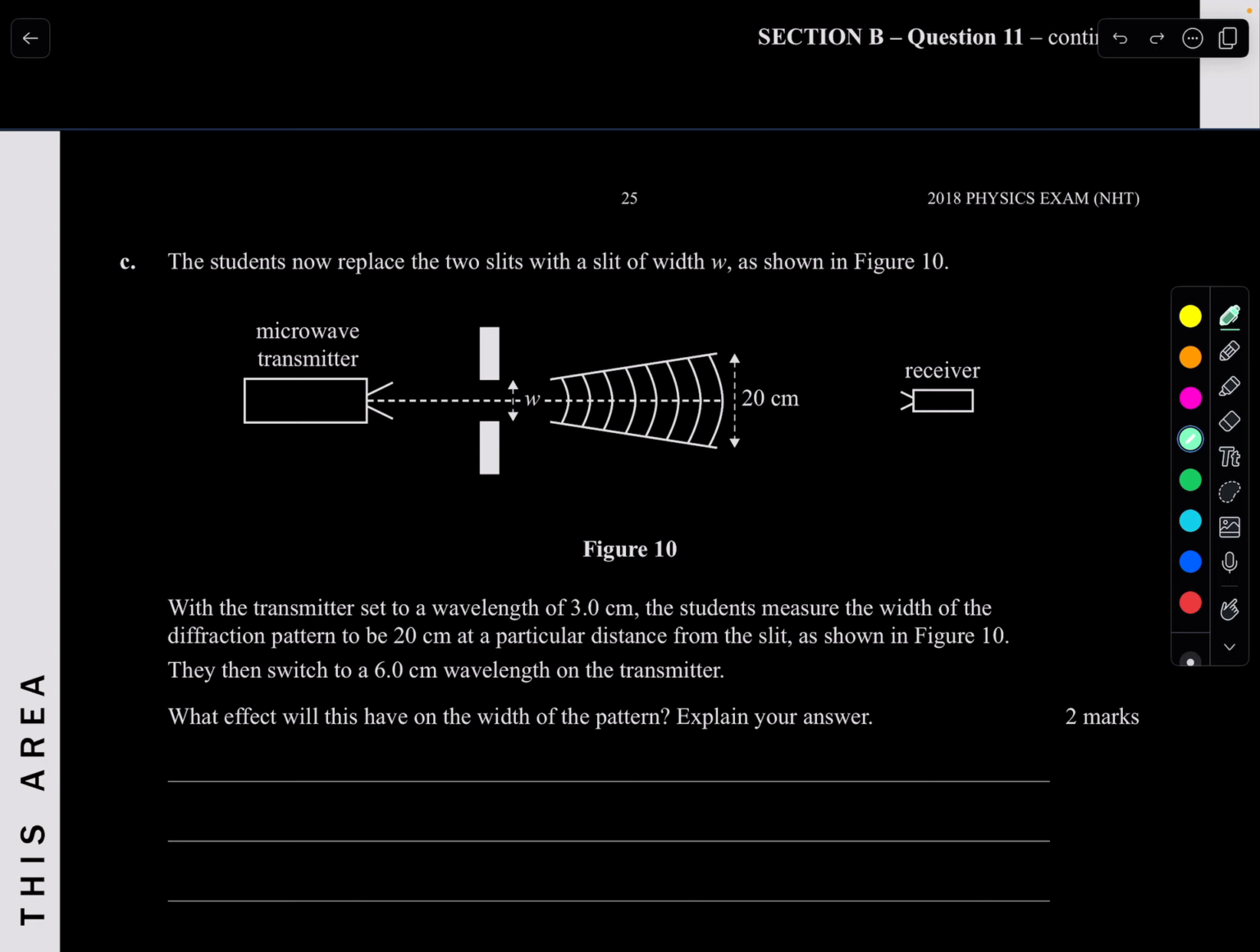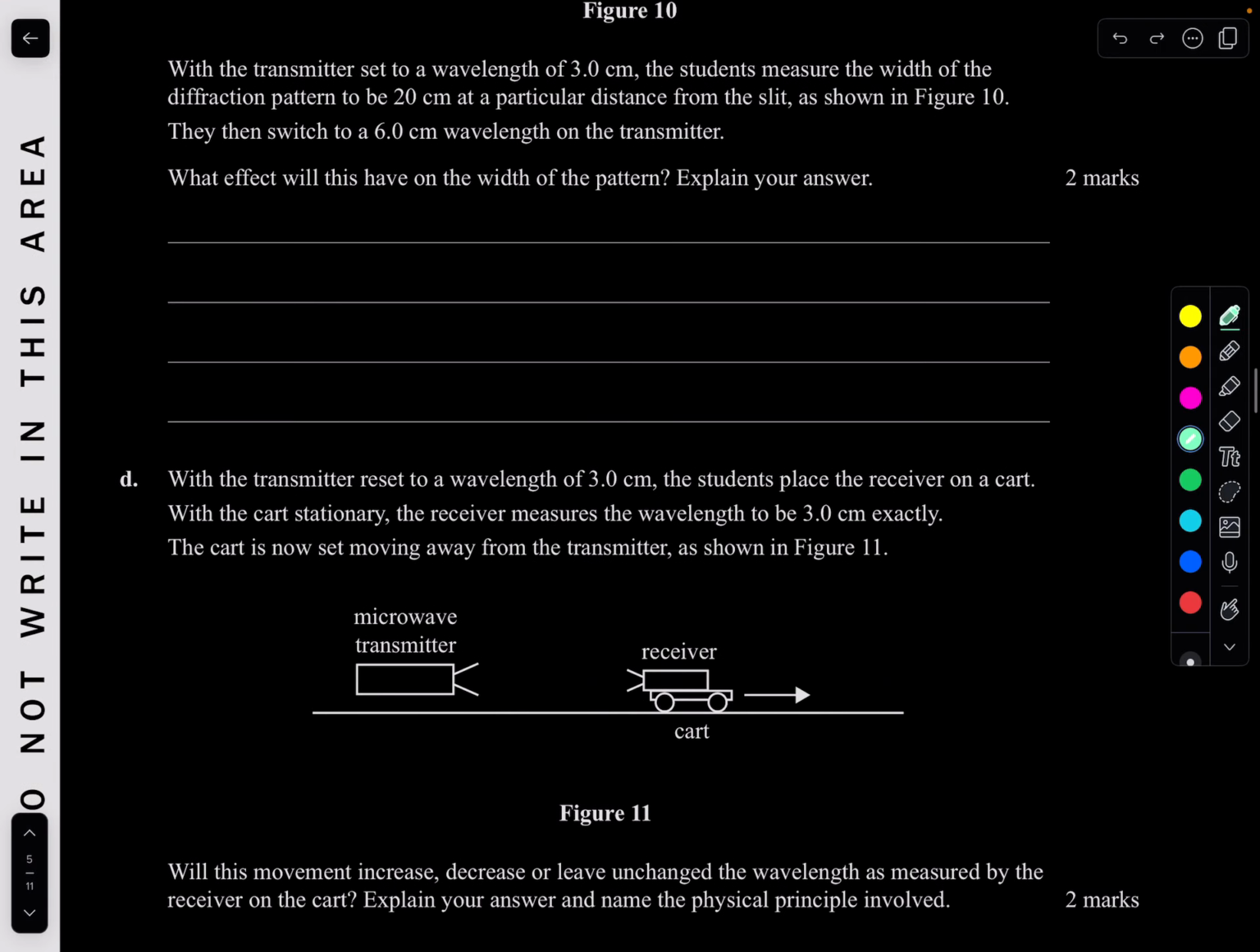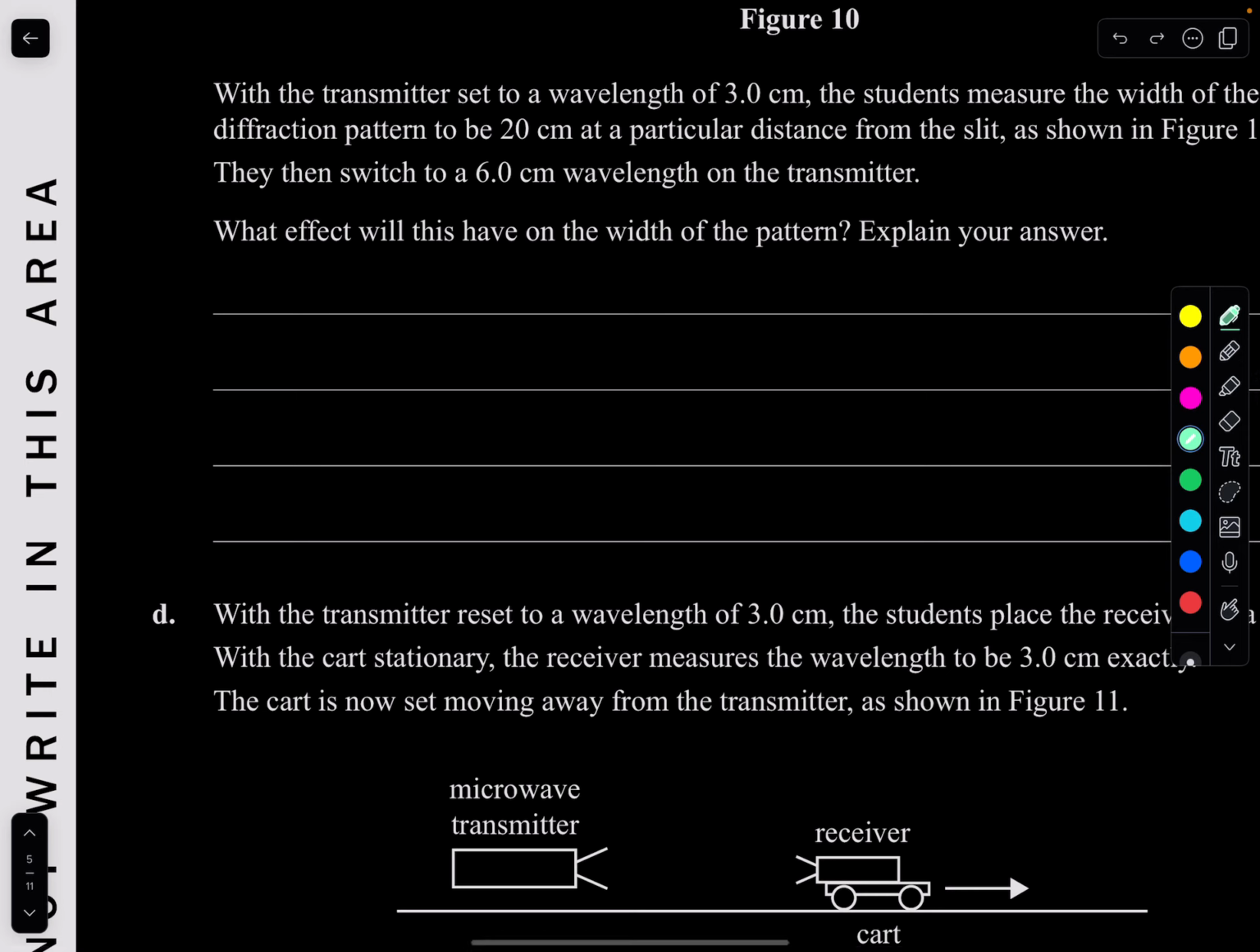Beautiful question. What they've done is increase their wavelength. What effect does this have on the width of the diffraction pattern? Let's understand what really happened, so let's do a diagram to represent this. I want to explain it in depth. Say you have a slit like this, and now you have some waves coming that have a short wavelength. Let's say these are 3 centimeters wavelength. Let me write that.